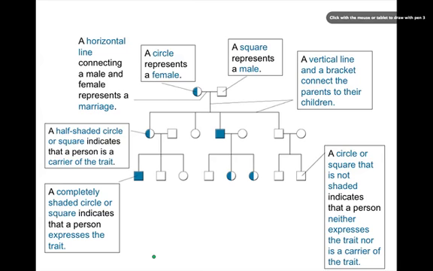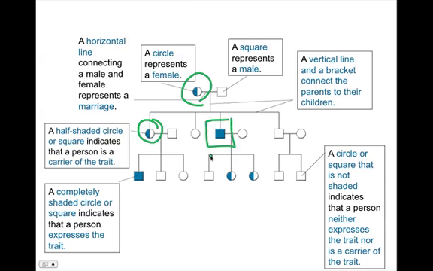So if we look back on our pedigree, mom is a carrier, daughter is a carrier, son shows the trait. Then we have this son showing the trait and these 2 daughters as carriers.